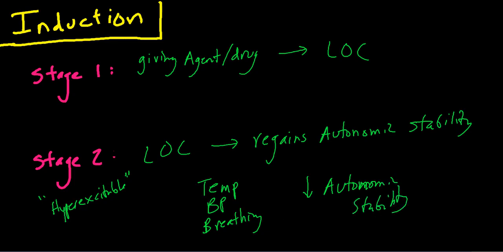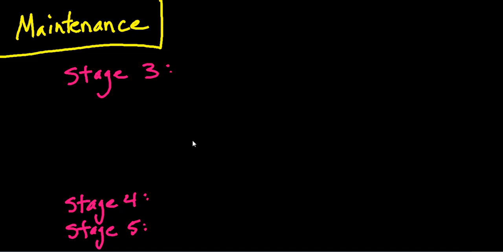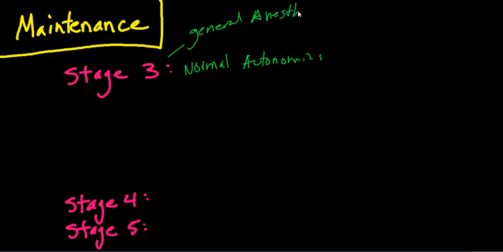All right, moving on. Once we've regained our autonomic stability, so we're going to have normal autonomics. Now, stage three is the stage that is desirable. This is what general anesthesia is for. We want the patient to be in stage three because it means they have normal autonomics.